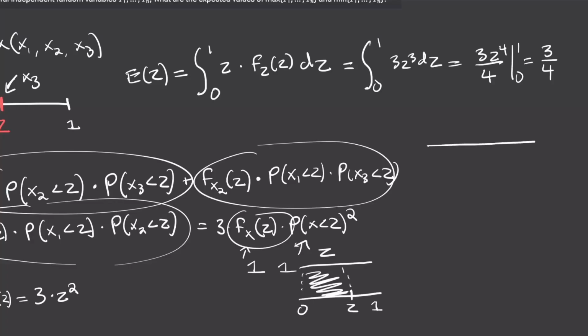So if I place 3 values randomly on a number line between 0 and 1, the expected value of the maximum one is going to be 3/4, which makes sense. It should be greater than 1/2.